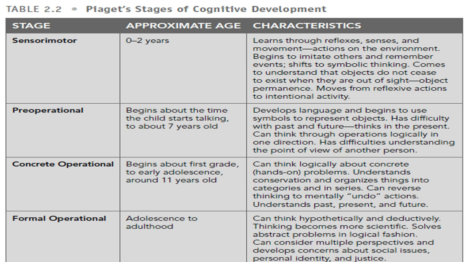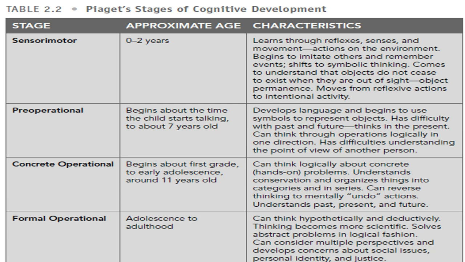Next, pre-operational is the next stage. It begins about the time when the child starts talking, to about 3 years. From 3 years to 7 years, the child remains in this stage. He develops language and begins to use symbols to represent objects. He has difficulty with the past and the future. He thinks in the present, can think through operations logically in one direction, and has difficulty understanding the point of view of another person.